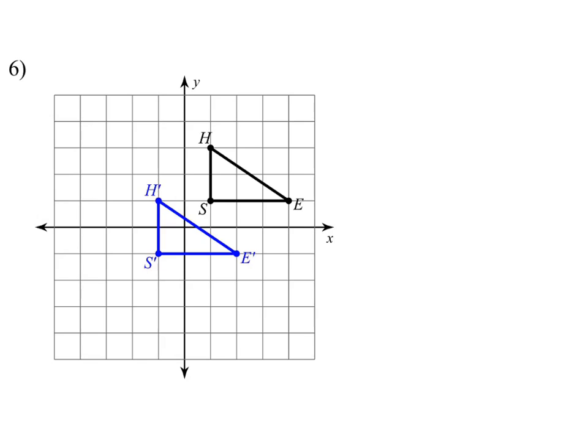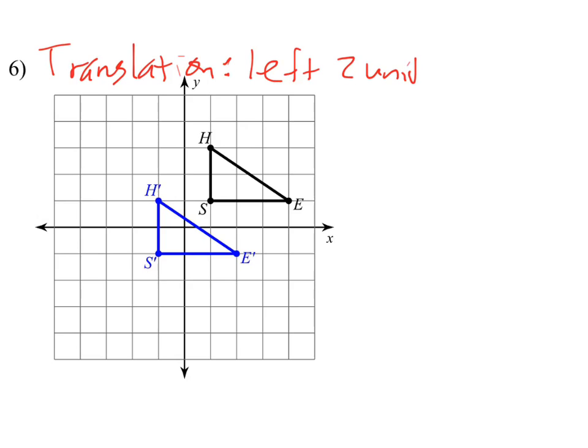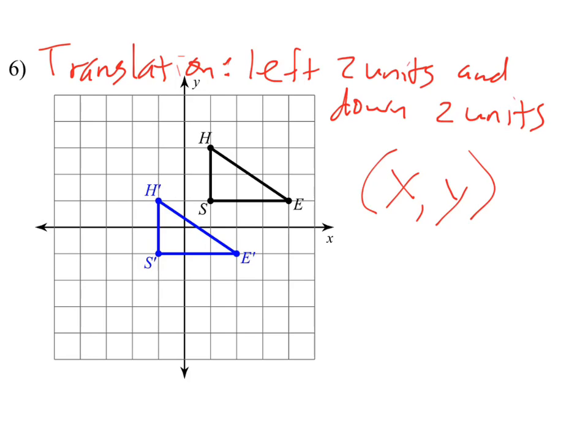On 6, we started up here, and you go left 2, down 2. So that's a translation. Left 2 units. And down 2 units. And if you're going to write that as a function, if you're going to go left 2, all your x's have to be 2 less, so x minus 2. And all your y's also have to be 2 less if you're going to go down 2, so you're going to have y minus 2, and you get that.